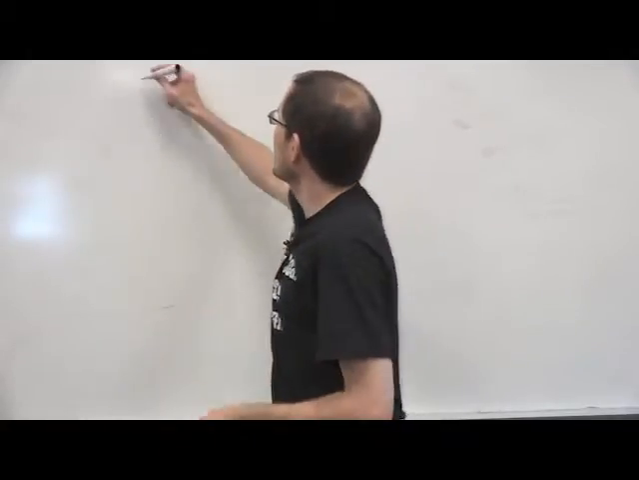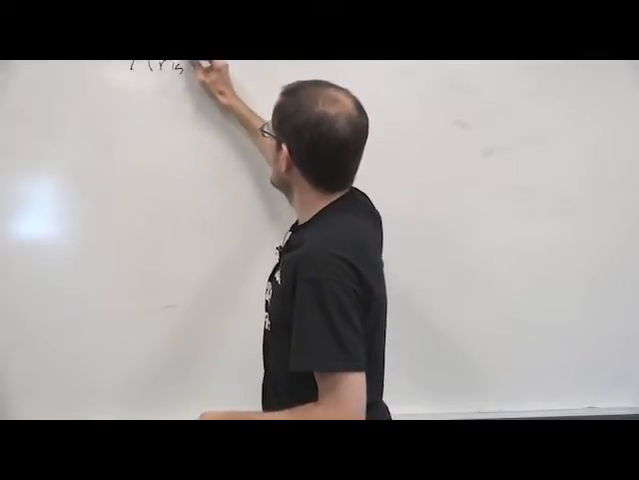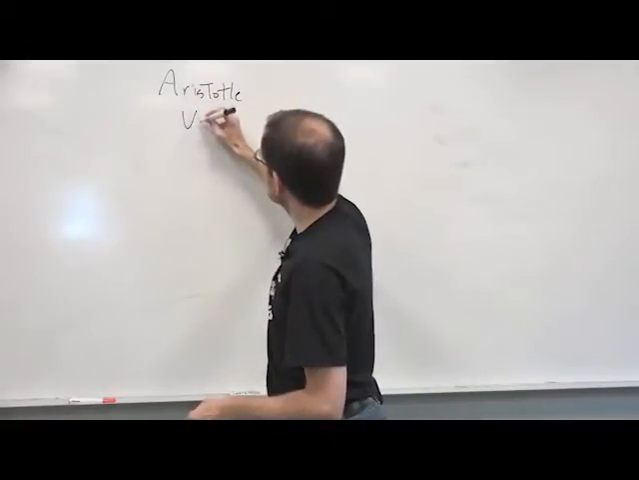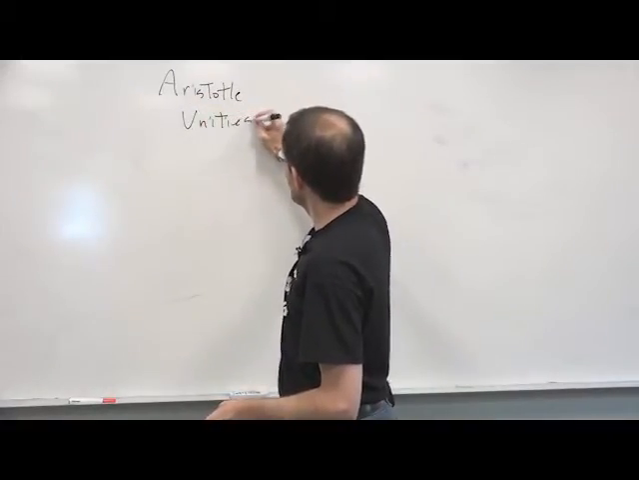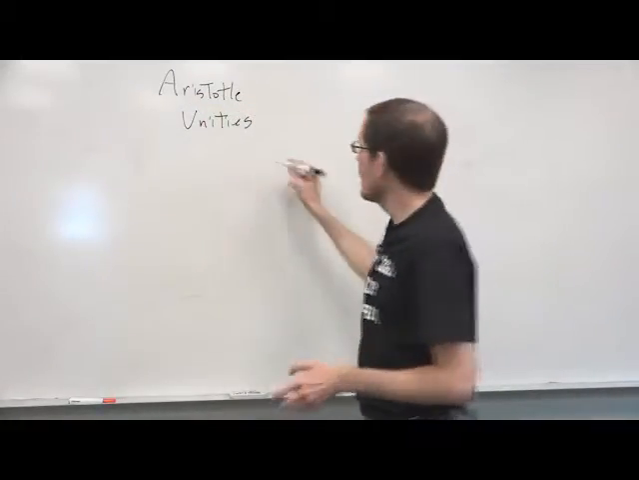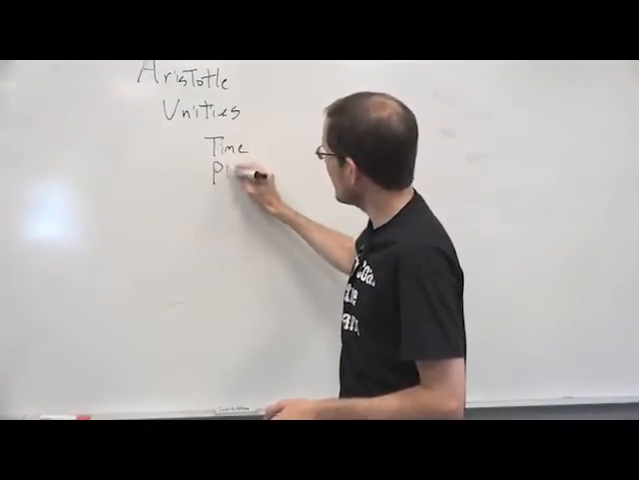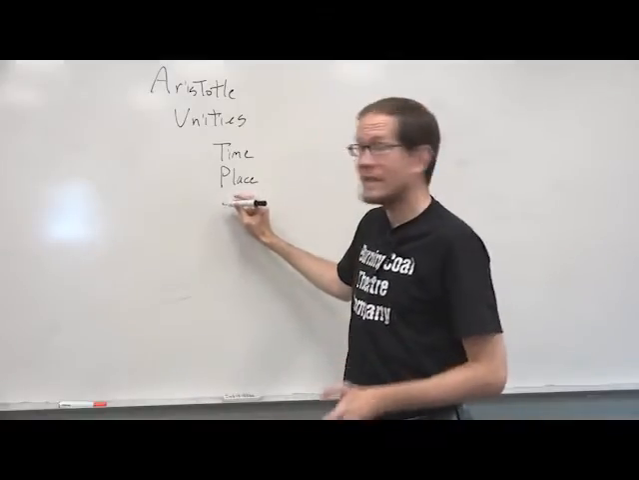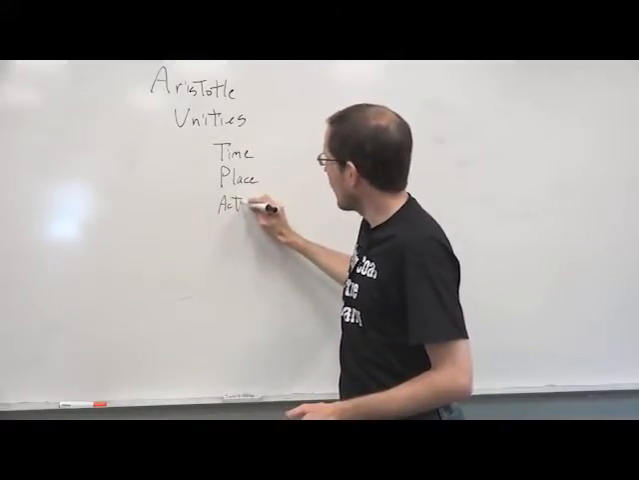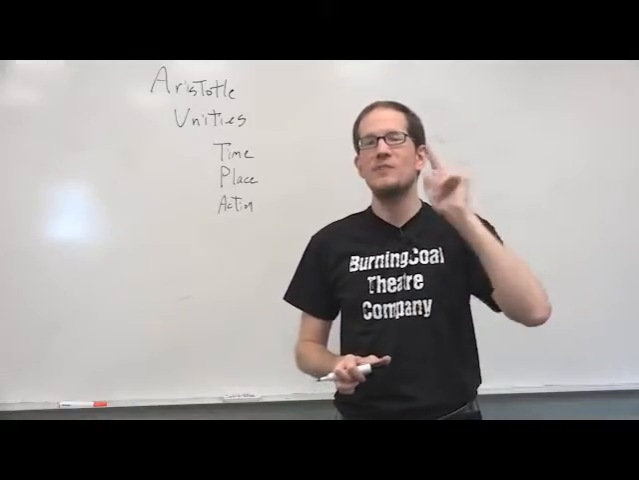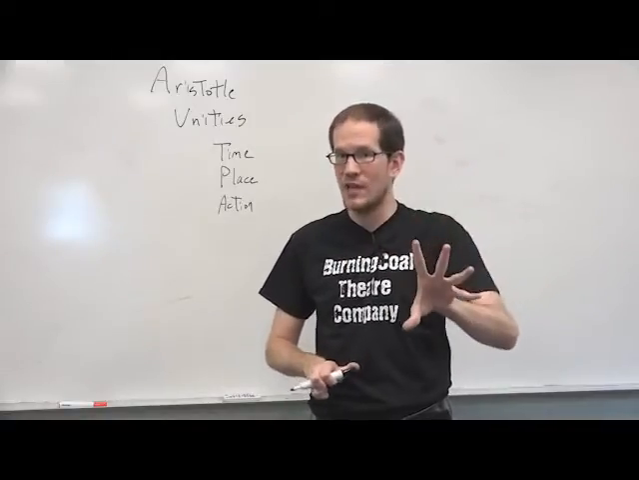So again, they come from Aristotle, but you're sick of seeing his name, and he called them the Unities. And there are three of them: unity of time, unity of place, and unity of action. Now, I'm going to explain what these things are, and then I know there's going to be some objections in your head, so we'll talk about the objections to them.